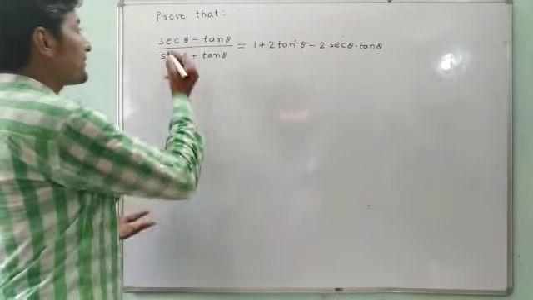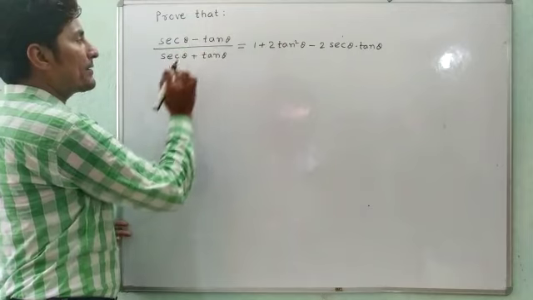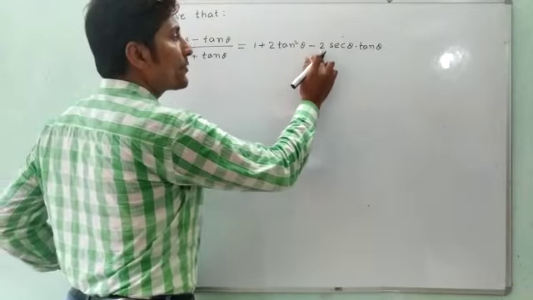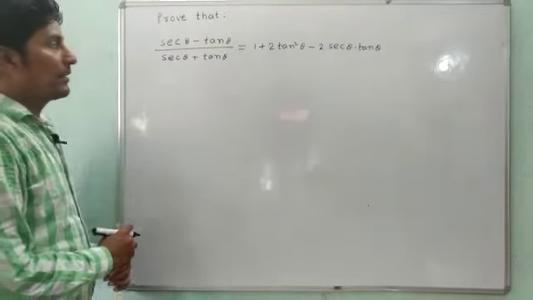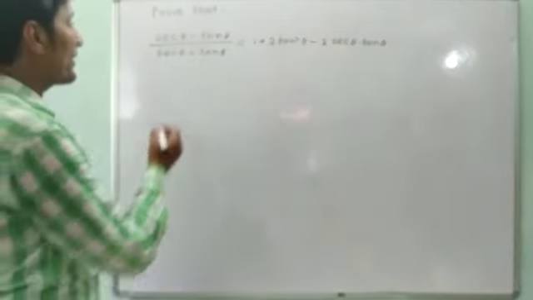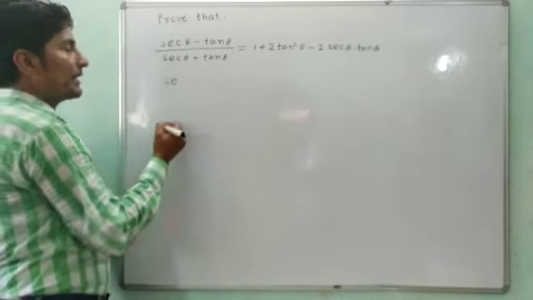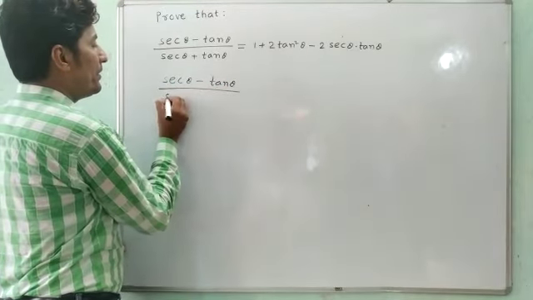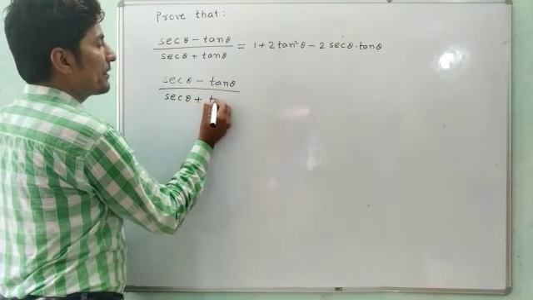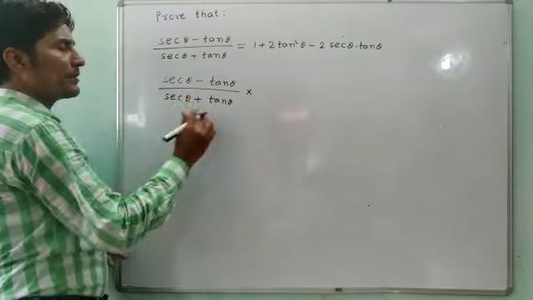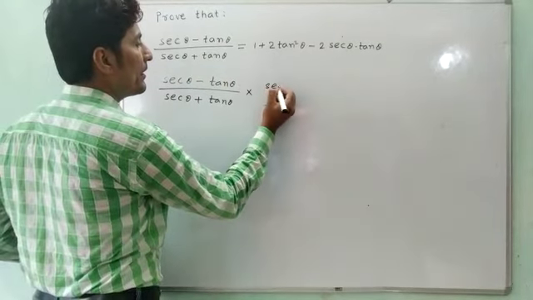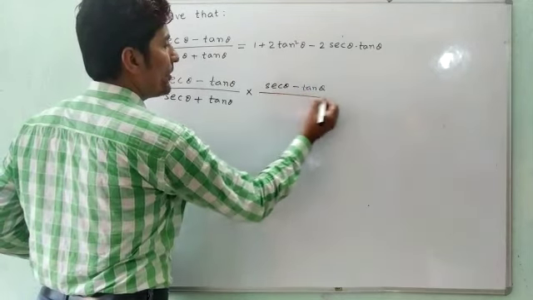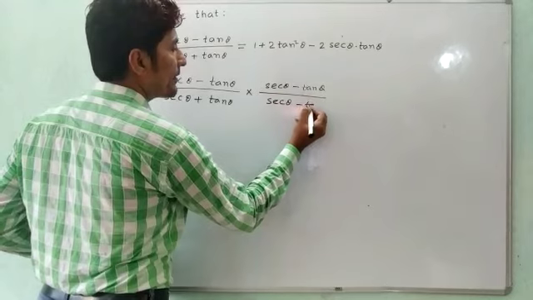Now let us see the next question. Prove that sec theta minus tan theta upon sec theta plus tan theta is equals to 1 plus 2 tan square theta minus 2 sec theta into tan theta. So let us see how to prove this. First of all, I am taking LHS, sec theta minus tan theta upon sec theta plus tan theta. I am going to multiply this whole equation by sec theta minus tan theta upon sec theta minus tan theta.